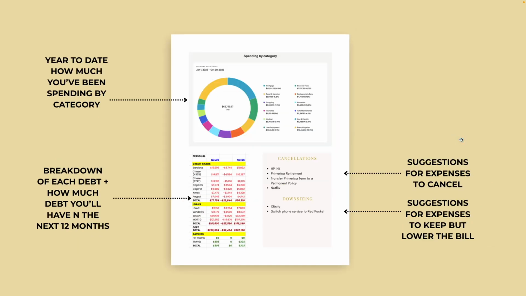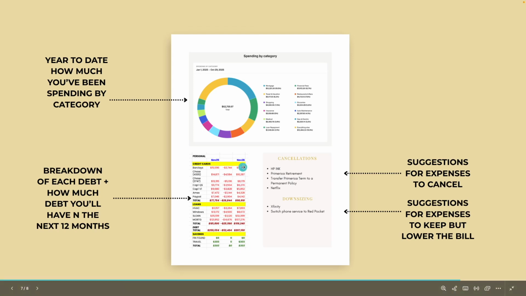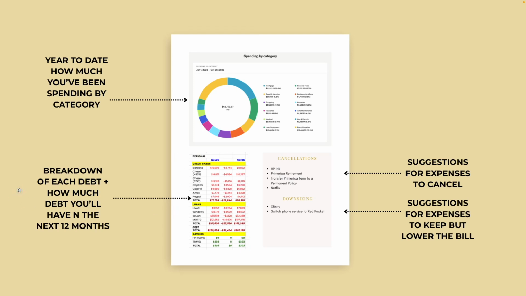All right. This page is a summary of things for you. So this first box here is spending by category. So it's year to date, how much you've been spending by category. And then here, this is actually a snapshot from your cash flow plan, which shows the breakdown of each debt and how much debt you'll have in the next 12 months, okay? Including like your savings and stuff, so it's not just debt.